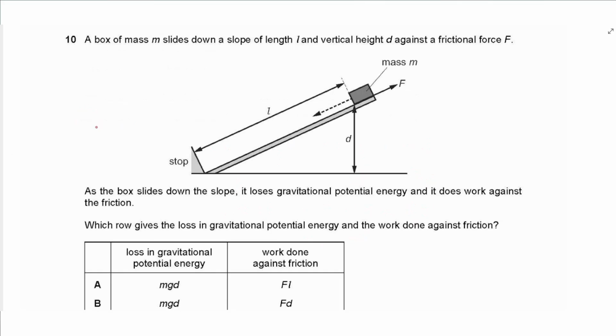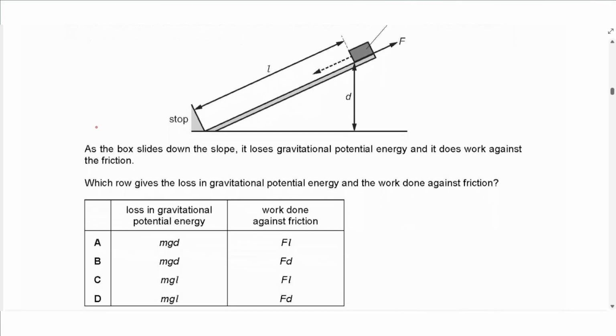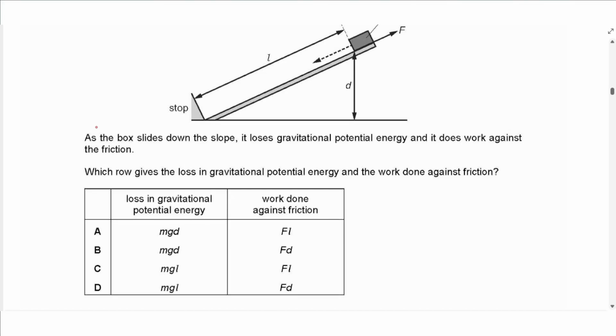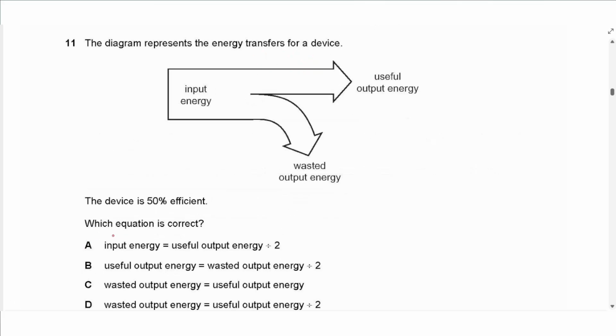Question 10 says a box of mass m slides down a slope of length L and vertical height d against a frictional force F. As the box slides down the slope, it loses gravitational potential energy and it does work against the friction. Which row gives the loss in gravitational potential energy and the work done against friction? So gravitational potential energy is mgh, but h here is called d, so it would be mgd. And the work done against the force is equal to the force multiplied by the parallel distance. So if this is the force, this is the parallel distance to the force, so it is FL, so we choose A.